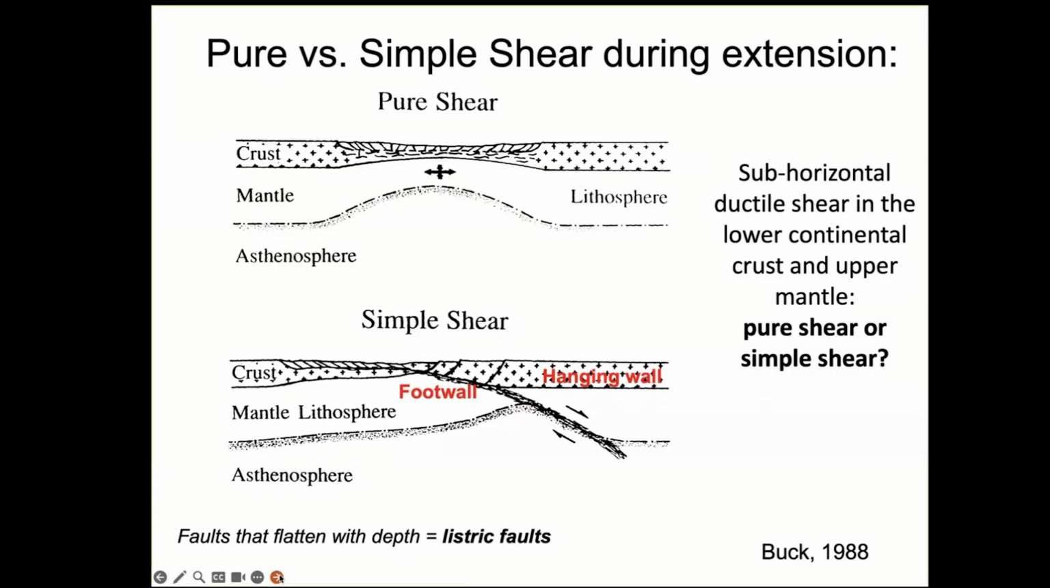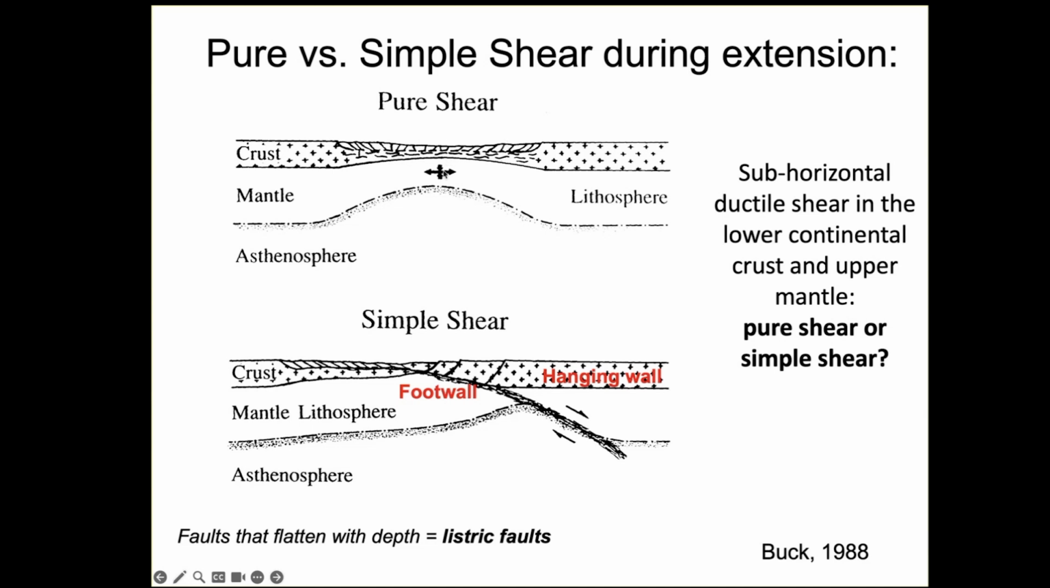All right, now we can apply these concepts to our discussion about what happens during extension. So we can imagine an extending lithosphere, and we can imagine it responding via pure shear, or we can imagine it responding via simple shear. And here we have two very simple examples. In both of them, it's only the upper part of the lithosphere that's showing these faults that are so spectacularly preserved in the Basin and Range, these near vertical faults. And then at greater depth, we've got some kind of ductile flow.